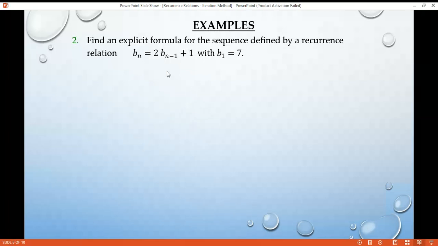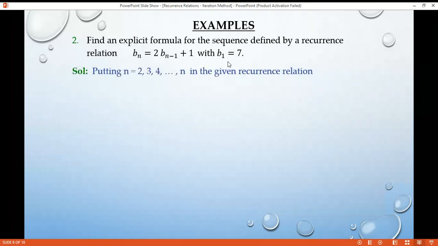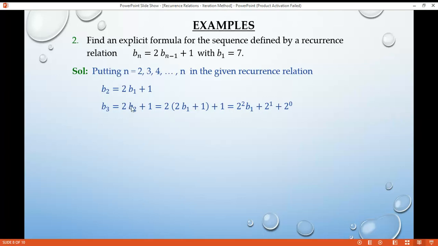Okay, let's take another example. b_n equal to 2b_(n-1) plus 1 is given as the recurrence relation with initial condition b_1 equal to 7. First we put n equal to 2, 3, 4 up to n, because b_1 is already given, so we have the value for n equal to 1. So we start our value of n from 2 to n. When we put n equal to 2, b_2 is equal to 2b_1, 2 minus 1 is 1, plus 1. Now we have b_2 in terms of b_1. Now calculate n equal to 3, so b_3 is 2b_2 plus 1.